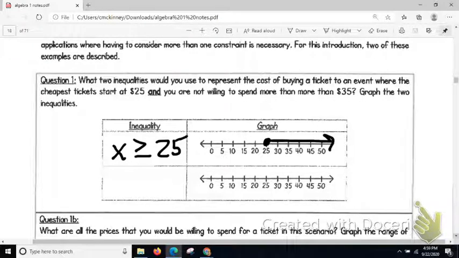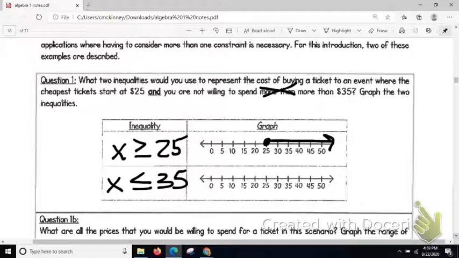But you are not willing to spend more than $35. So you're saying, I'm spending no more than, right? So not willing, no more than $35. I think "more than" got in there twice. Sorry about that. So remember, no more than actually means less than or equal to.